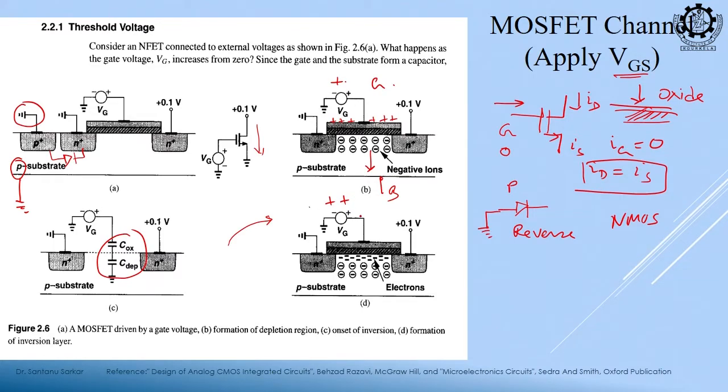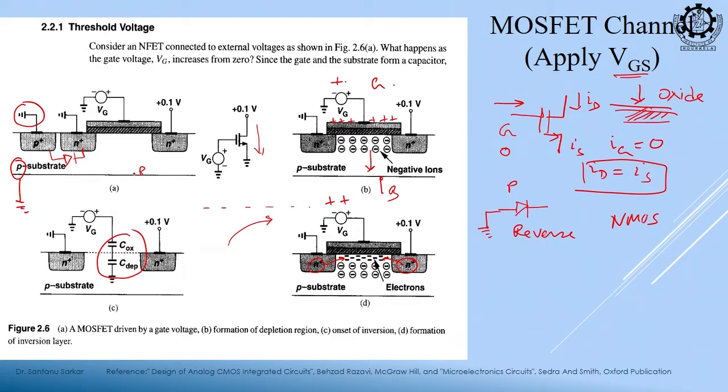Now, if this becomes more positive, then after a certain threshold voltage, what will it do? This positive voltage will attract electrons. The N plus source and drain regions have a large number of electrons, so these electrons will be attracted towards this positive potential. They will come up and make, as if, a layer. Previously it was of P type.